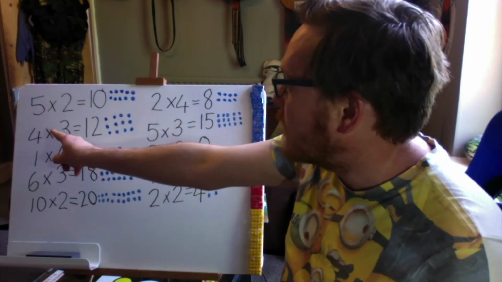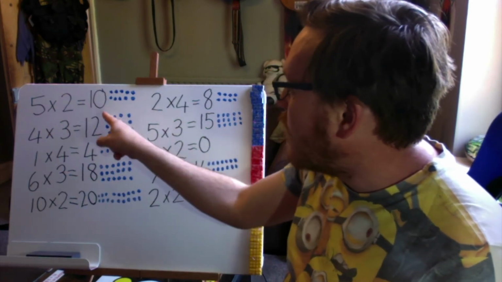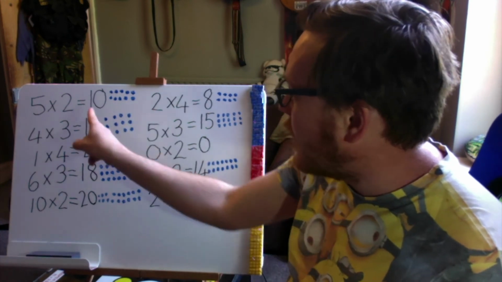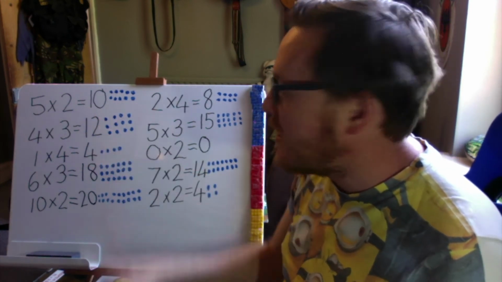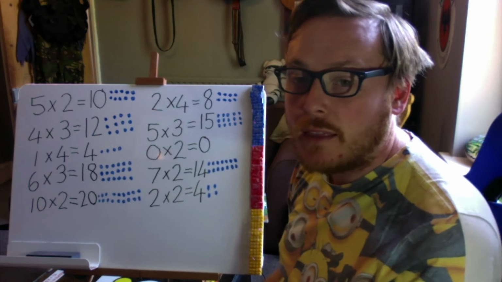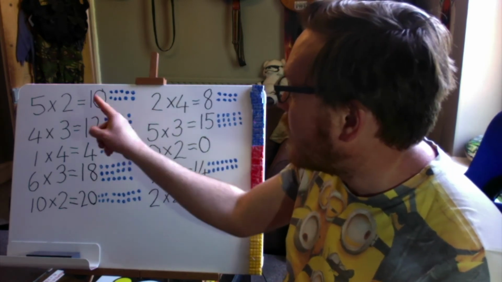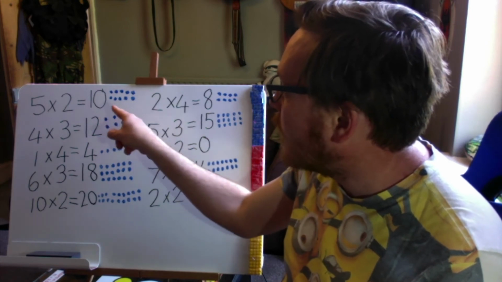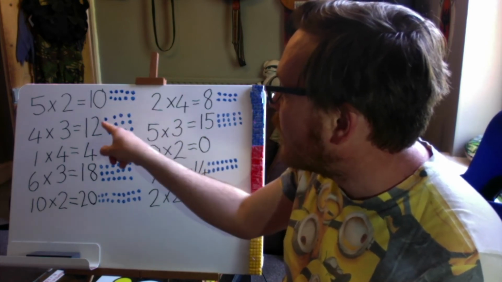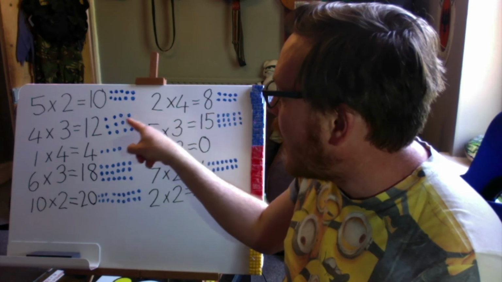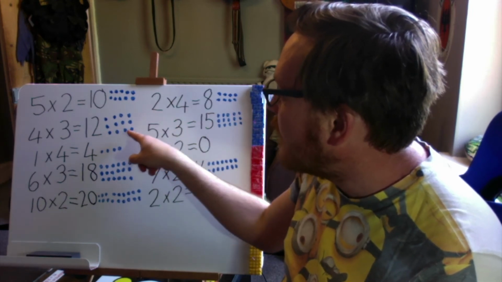Then I did 4 times 3. I did 4, 1 2 3 4, and I did it 1 2 3 times. If you're not comfortable doing arrays, feel free to still use your groupings if you want to. And when I count them all together, 1 2 3 4 5 6 7 8 9 10 11 12.